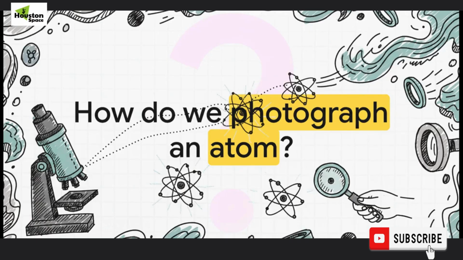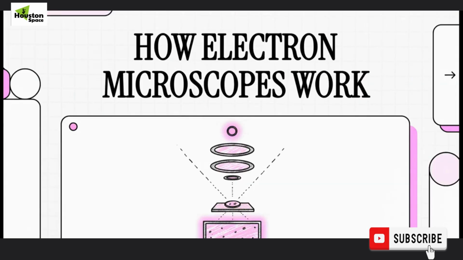All right, let's kick things off with a question that sounds, well, kind of impossible. How do you photograph a single atom? I mean, something so small you'd think it's fundamentally invisible, right? Well, it turns out we can. And the tech that lets us do it has literally changed everything about how we see the world. So today, we're going to break down exactly how these incredible machines, electron microscopes, pull it off.